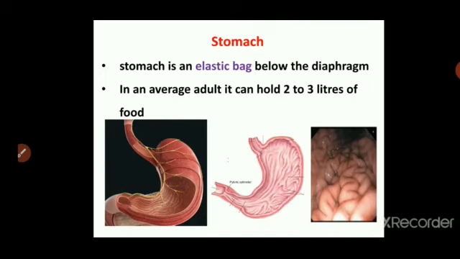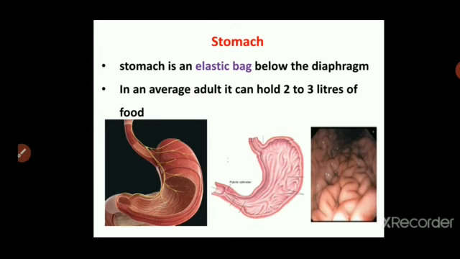Once the food reaches the stomach, you can see in the diagram the shape of the stomach. It's a J-shaped bag. So the stomach of a human being is a large J-shaped, highly muscular bag. It has very thick walls, and they are highly distensible, that is, they can expand and contract.